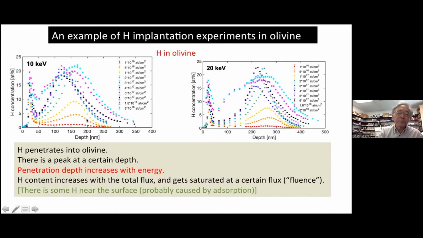More importantly, the penetration depth for 10 keV is around here. But if you go to higher energy, penetration depth increases. This is also consistent with theory. Yes, hydrogen penetrates into olivine and peaks at certain depths, and the penetration depth increases with energy. And the interesting thing is, if you increase the flux, the profile doesn't grow simply as a Gaussian shape. Instead, at the largest flux, the peak becomes broad and nearly flat, not as the textbook shows, but nearly saturated. That is a general feature we observe for olivine.